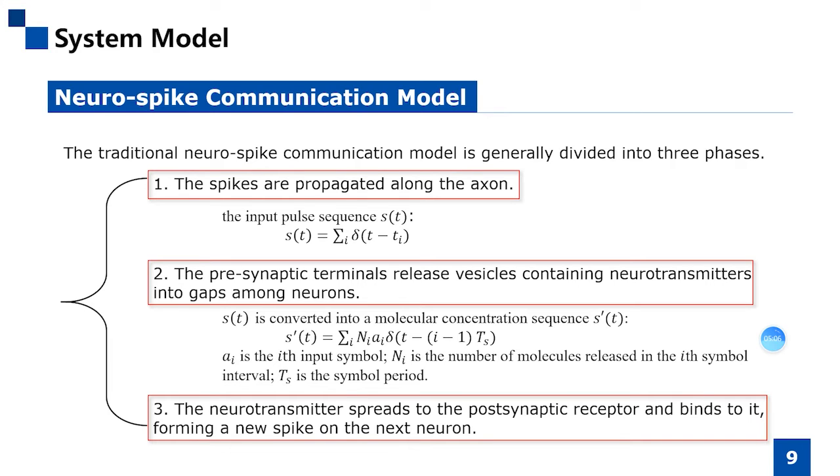The second phase is that the presynaptic terminals release vesicles containing neurotransmitters into gaps among neurons when S(T) spreads to the end of the axon. Also, S(T) is converted into a molecular concentration sequence S'(T). It is related to the number of vesicles released, Ni.